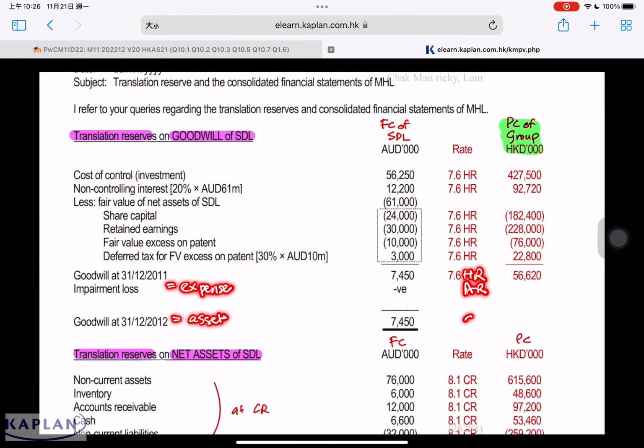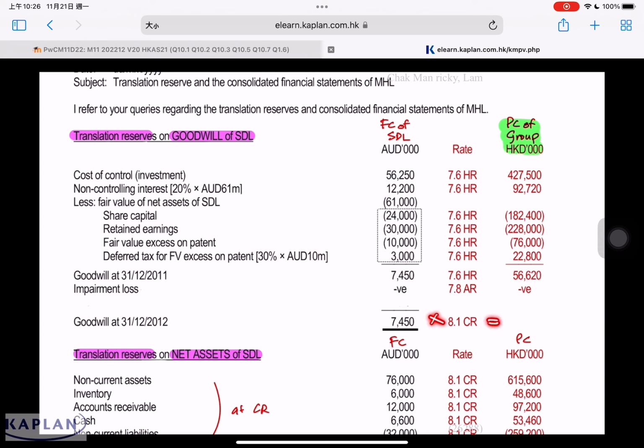Assets will be translated using the closing rate. This is the basic concept. Can we apply the exchange rate here? If there's any impairment, it will be translated using 7.8. Goodwill at the year end will be translated using the closing rate 8.1. There's no impairment loss. If there's any impairment loss, you minus 7450 multiplied by 8.1.